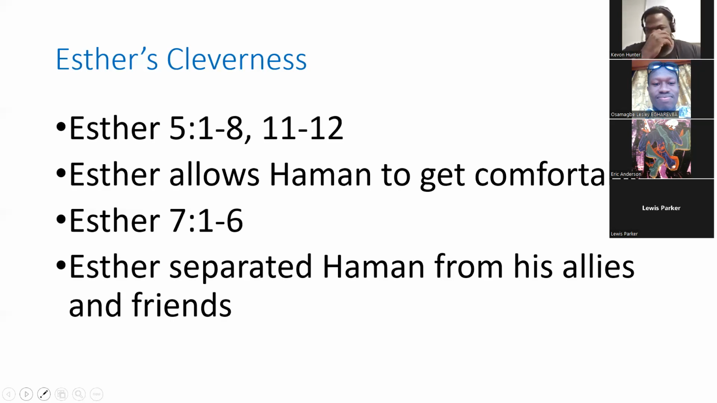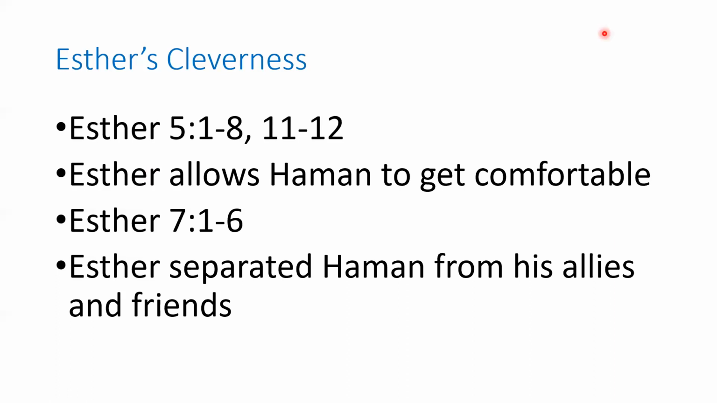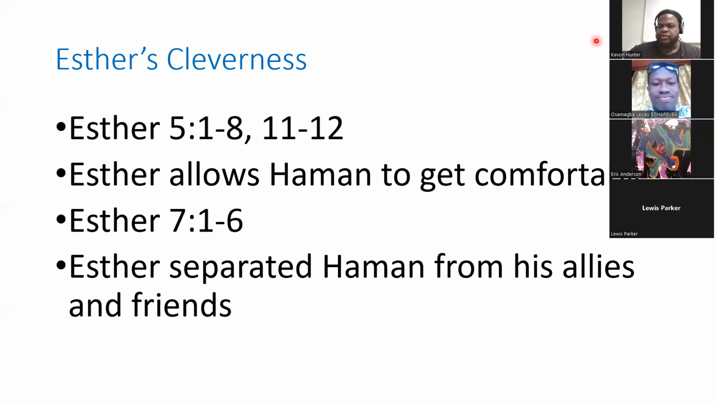So one thing I noticed, and y'all can tell me if you see the same thing, is that Esther plays the long game, right? First, she allows Haman to get comfortable, and invites him to multiple banquets. But then when she accuses him, she has separated him from his allies and friends. The banquet was a private banquet between just her, the king, and Haman.